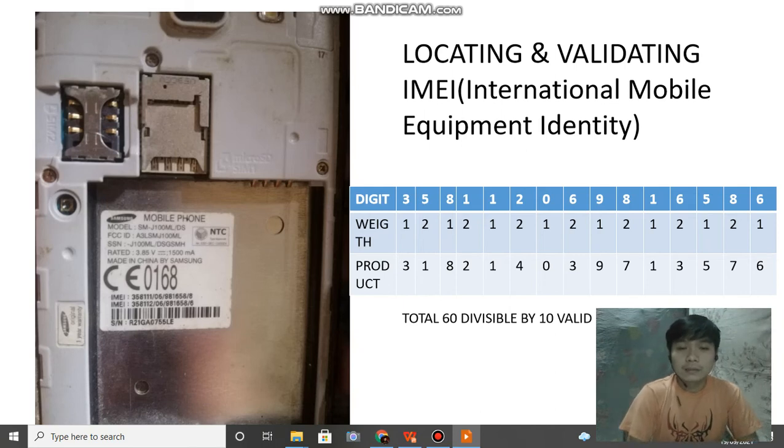So the total of the products must be divisible by 10. The total of my products is 60, so it is divisible by 10. So the IMEI of my mobile phone is valid.